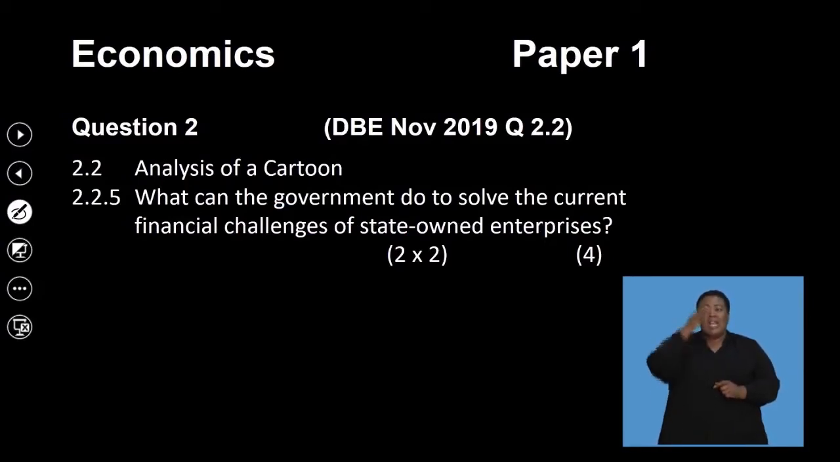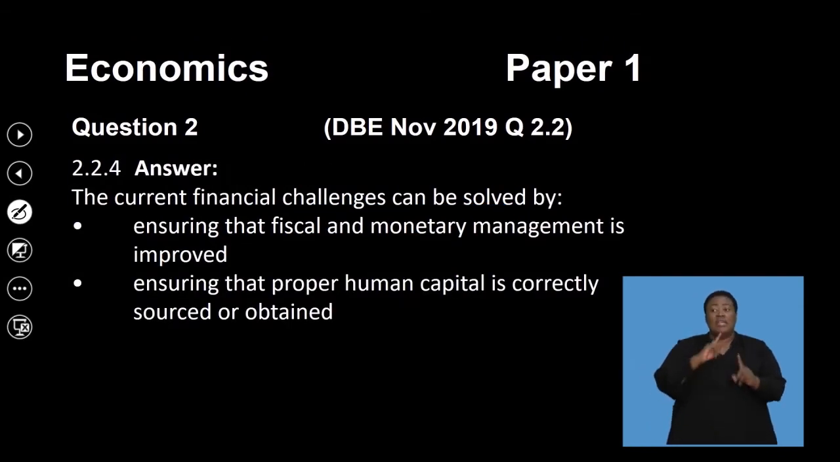It says, what can the government do to solve the current financial challenges of state-owned enterprises? It's a 2 times 2, meaning you need a minimum of 2 points there to explain. Right, now let's go to the answer.